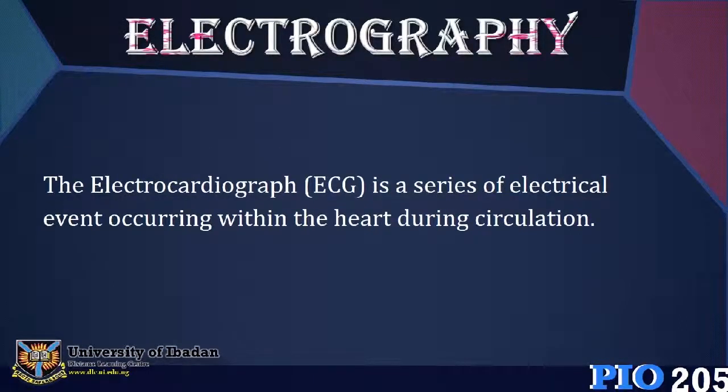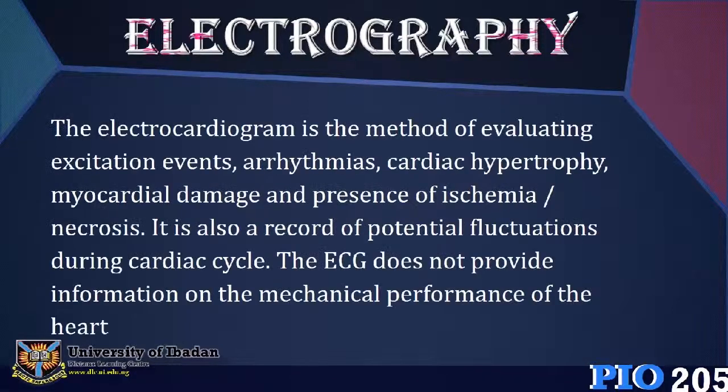4. Electrocardiography. The electrocardiogram (ECG) is a record of the electrical events occurring within the heart during circulation. The electrocardiogram is the method of evaluating excitation events, arrhythmias, cardiac hypertrophy, myocardial damage, and presence of ischemia or necrosis. It is also a record of potential fluctuations during the cardiac cycle. The ECG does not provide information on the mechanical performance of the heart.